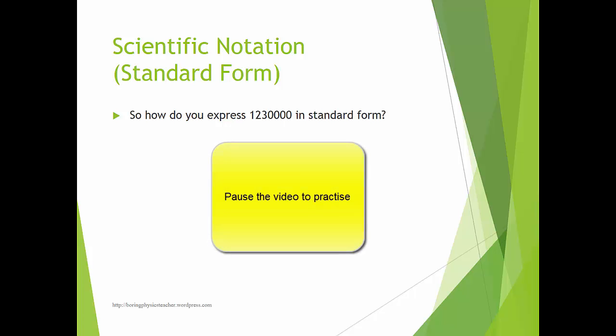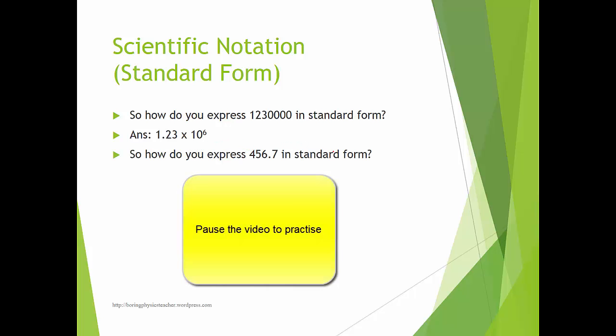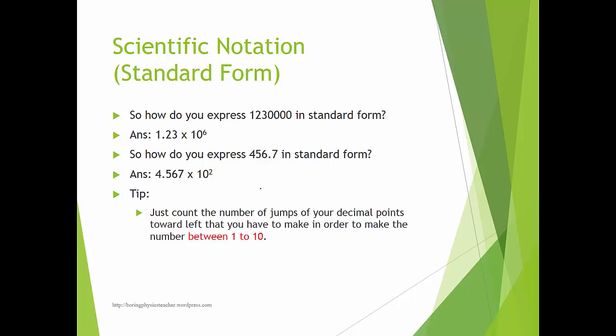Okay, you can pause the video. The answer will be 1.23 times 10 to the power 6. Another one, with a decimal place, the answer will be this. You can of course go through the method that I just used, but a general tip is to just count the number of jumps of the decimal place towards the left that you have to make in order to make the number between 1 and 10.